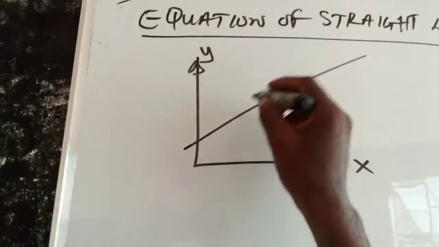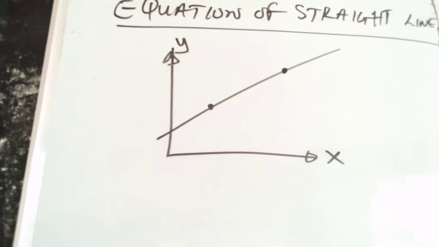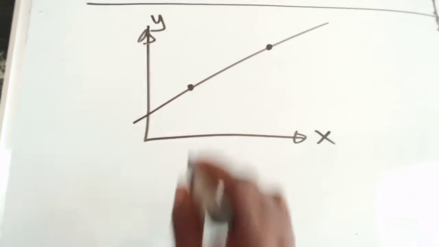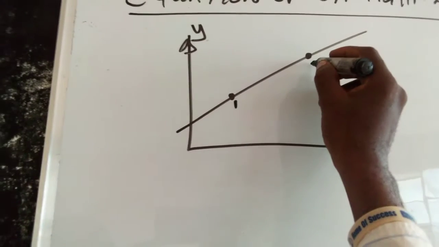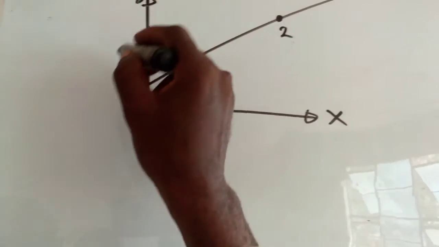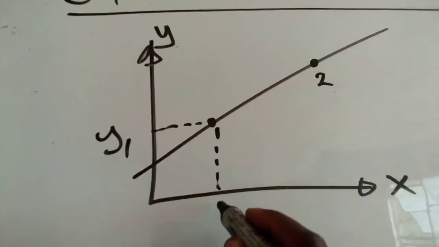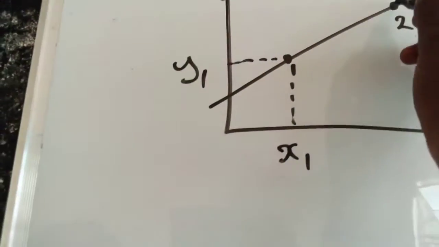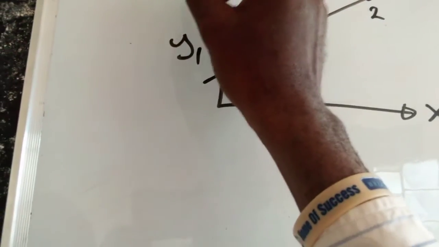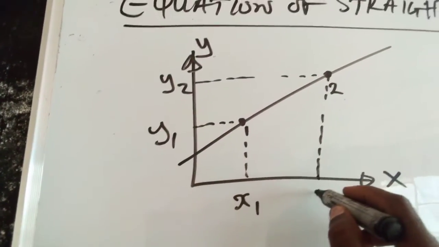If you want to get slope or gradient, all you have to do is to pick 2 points along that straight line. Let's call this one point 1. Let's call this one point 2. You trace point 1 to your y-axis. You call it y1. Trace this here. You call it x1. Trace this one. You call it y2. Trace this one down. You call it what? x2.